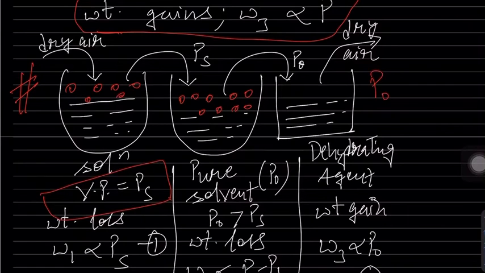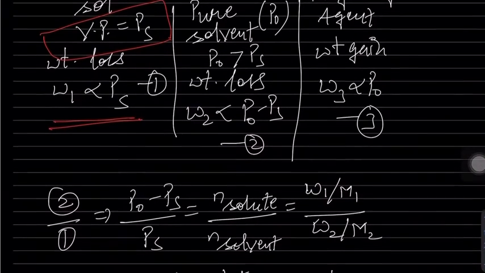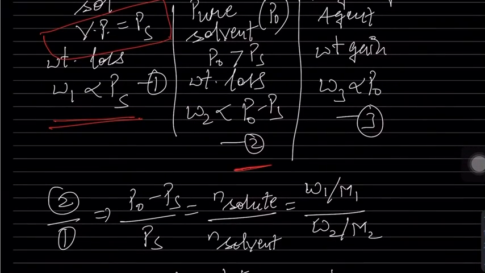We know very well the P naught of the pure solvent is greater than that of the solution. So it means again there is a weight loss. The more the pressure, the more vapors are taken and weight loss happens in the container. That weight loss will be equal to delta P, that is P naught minus Ps. We are giving it equation number 2.